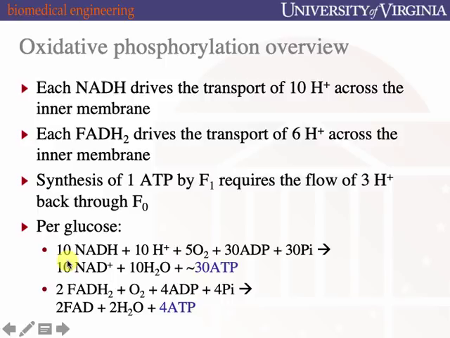Therefore, let's go back to glucose. Remember, we had 10 NADHs if you fully metabolize glucose all the way through aerobic respiration. 10 NADHs fully through the electron transport chain should be 100 protons pumped. If we take 100 protons pumped and divide by 3, that officially gives us 33.333 ATPs.